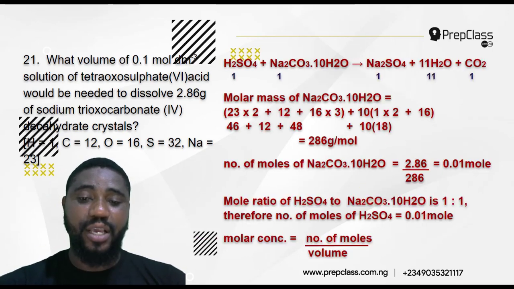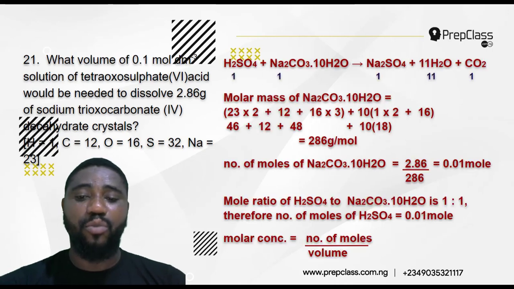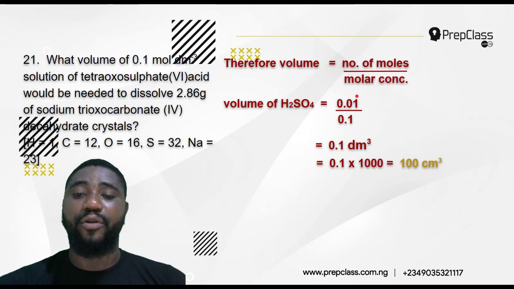I hope you understand that when you make this volume the subject in this equation, you have volume to be number of moles all over molar concentration. So the volume of H2SO4 becomes number of moles. We've gotten the number of moles as 0.01 mole, which is from the mole equation of reaction, all over molar concentration of the acid, 0.1. So 0.01 all over 0.1. If you divide this by this, that gives you 0.1 dm cube.